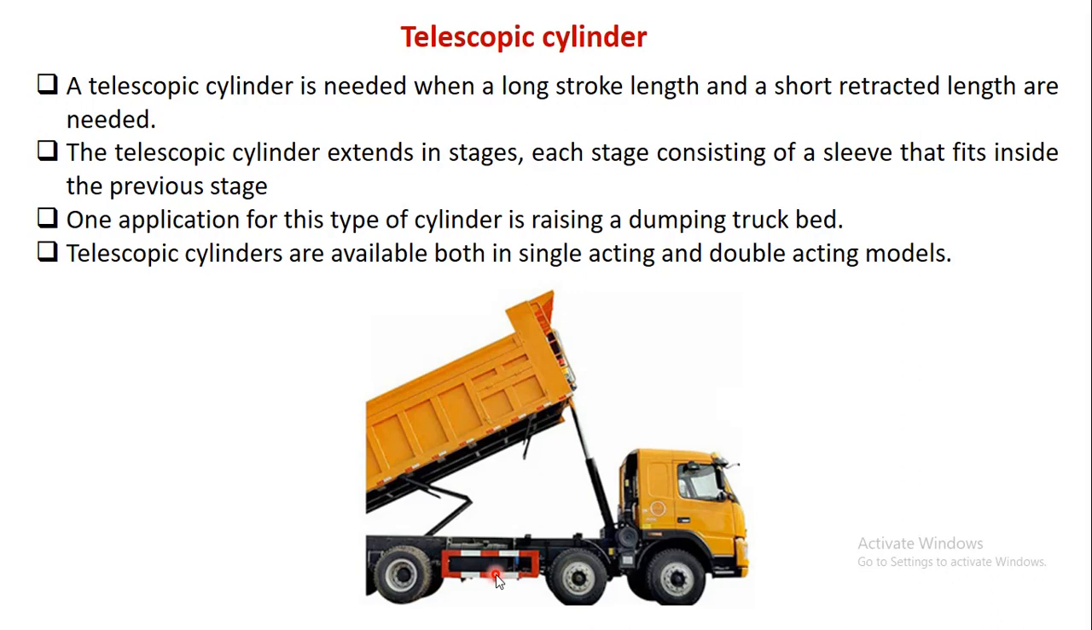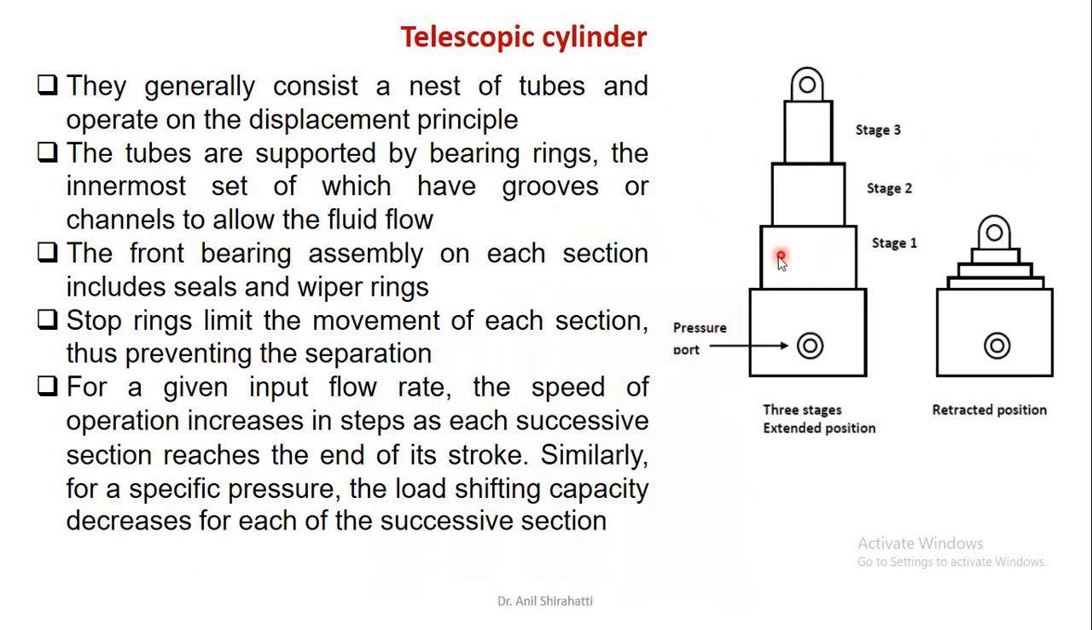This I think everyone saw in your daily application. So a telescopic cylinder is needed when a long stroke length or a short retract length is needed. The telescopic cylinder extends in stages. Each stage consists of a sleeve that is fitted inside the previous stage. One application of this cylinder is the dumping truck or your trolleys, also tractors. All are examples of telescopic cylinders.